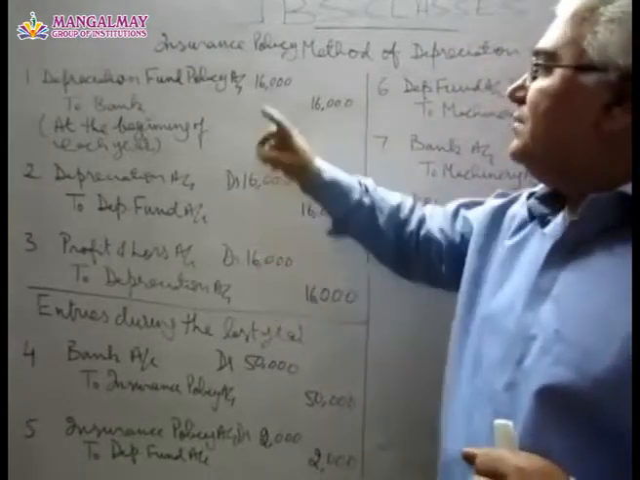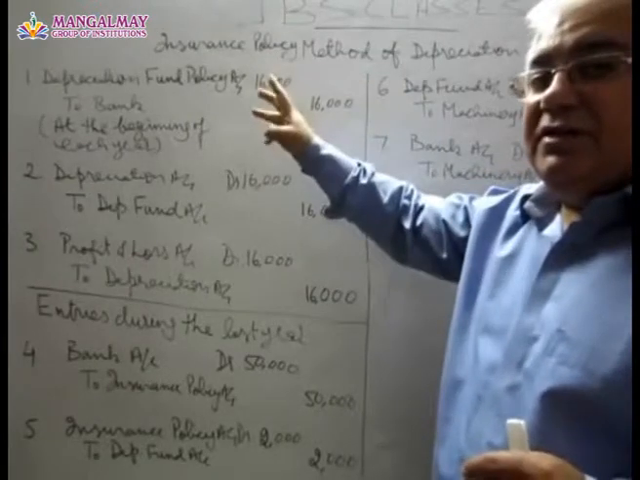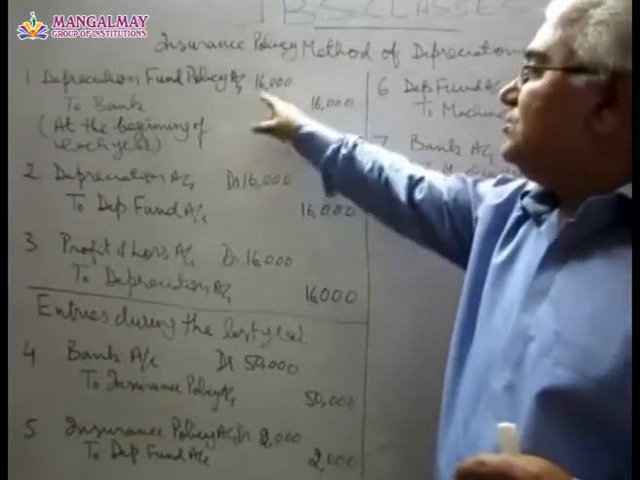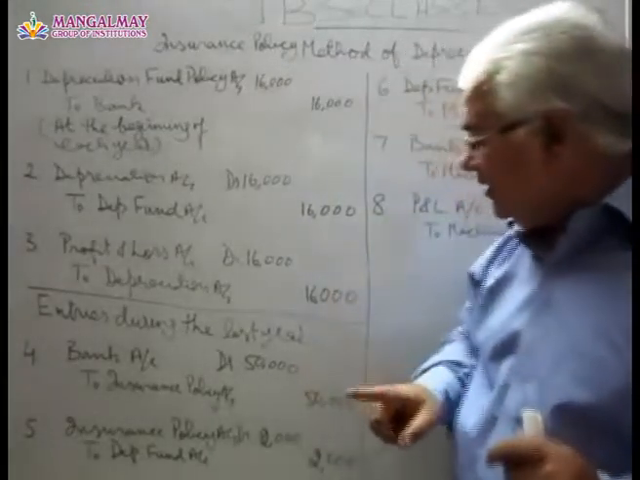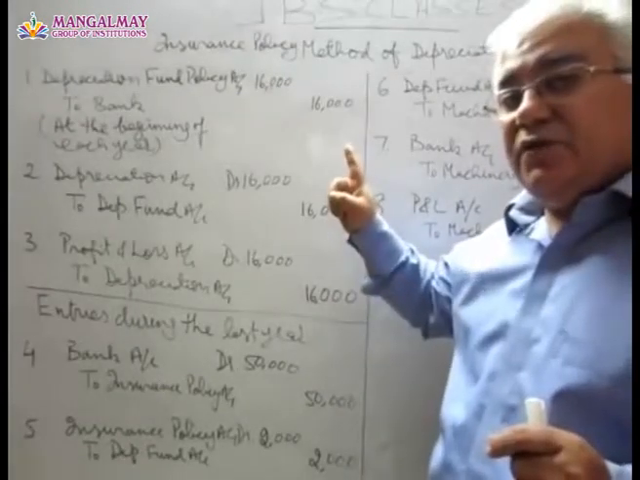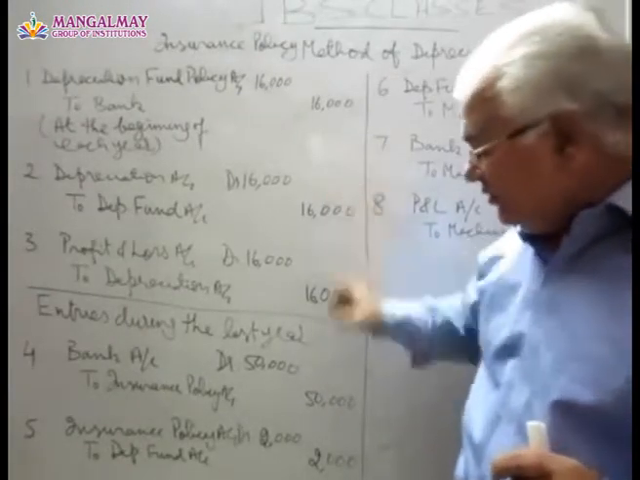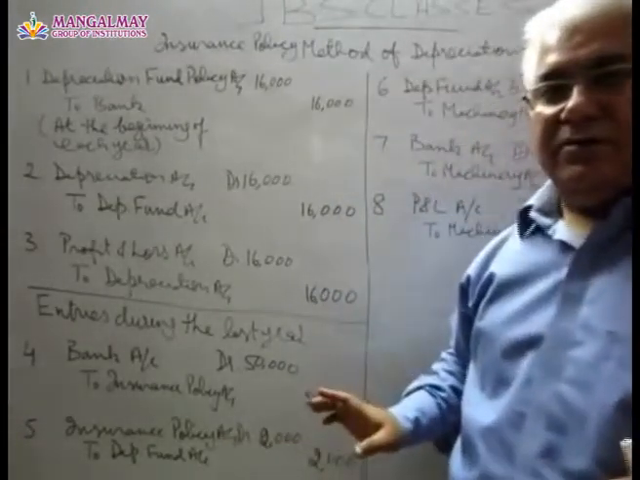Each year the depreciation fund policy account has been debited by 16,000. So in 3 years, we have debited the insurance policy account with 48,000, and it has been credited with 50,000 here. Hence, there is a credit balance of 2,000. This is the profit. This is what we have transferred to the depreciation fund account.